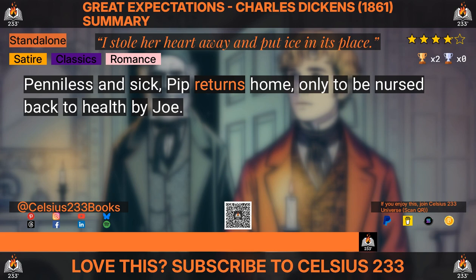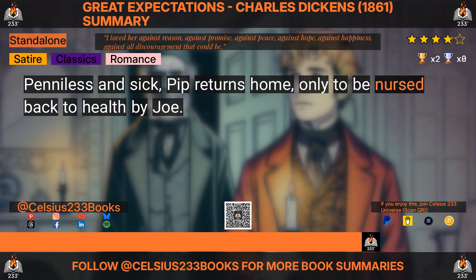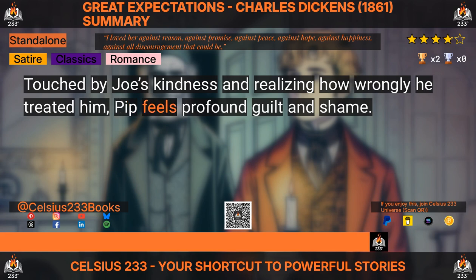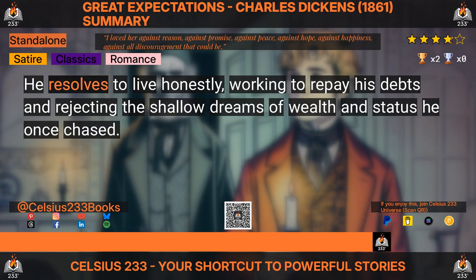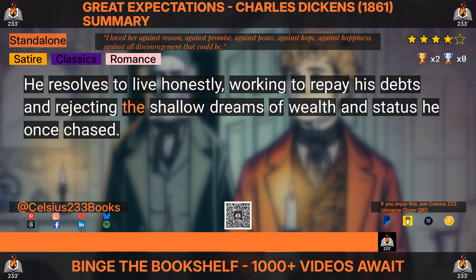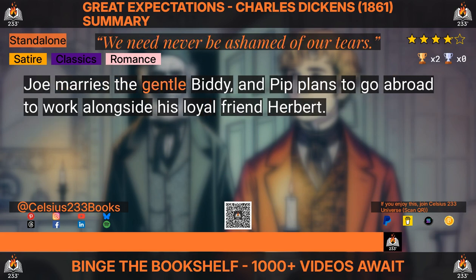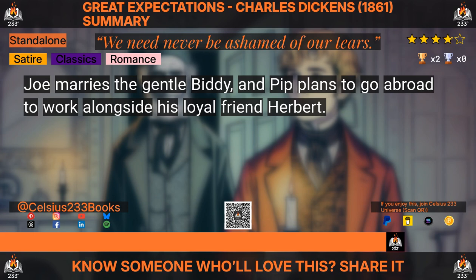Penniless and sick, Pip returns home, only to be nursed back to health by Joe. Touched by Joe's kindness and realizing how wrongly he treated him, Pip feels profound guilt and shame. He resolves to live honestly, working to repay his debts and rejecting the shallow dreams of wealth and status he once chased. Joe marries the gentle Biddy, and Pip plans to go abroad to work alongside his loyal friend Herbert.